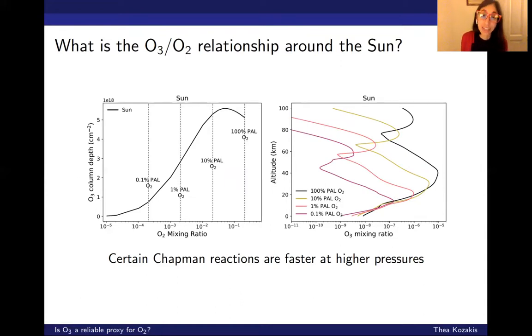And the reason for this is that O2 does quite a bit of UV shielding. So when you have a little bit less O2 in the atmosphere, that means there's less UV shielding, which means the UV photons can go deeper into the atmosphere. So ozone formation mechanisms will take place deeper in the atmosphere. And what's important here is that certain Chapman reactions, which create ozone, occur faster at higher pressures. So if the UV can go deeper in the atmosphere because there's less O2 shielding, you can sometimes get more ozone because it's forming at a higher pressure.